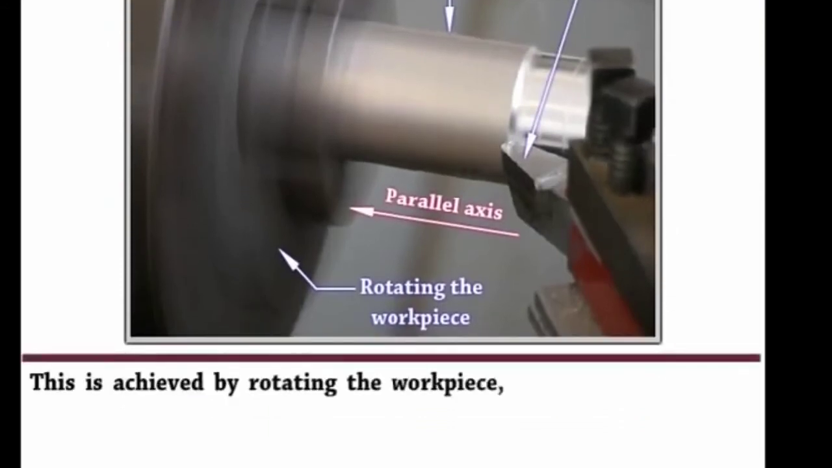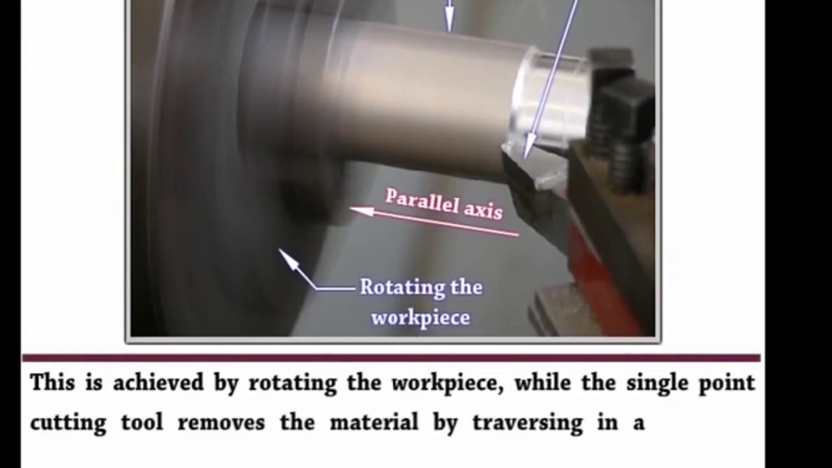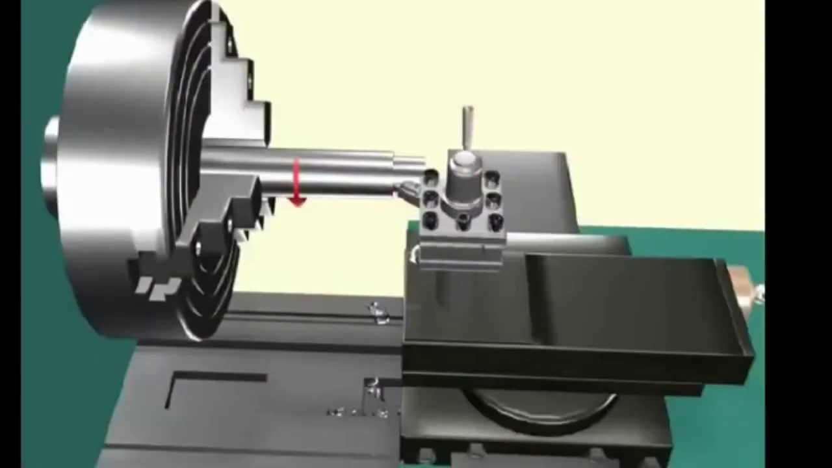This is achieved by rotating the workpiece, while the single point cutting tool removes the material by traversing in a direction parallel to the axis of rotation. We will discuss about the further details of lathe machine in the next videos.